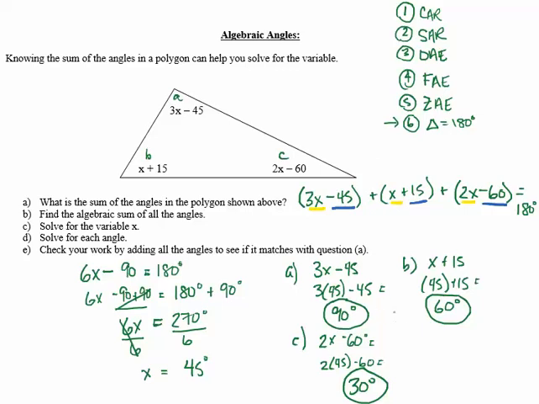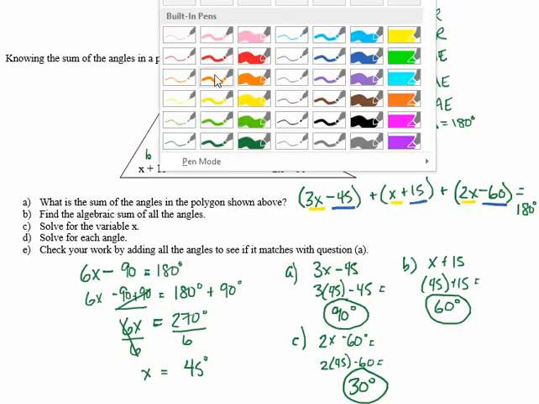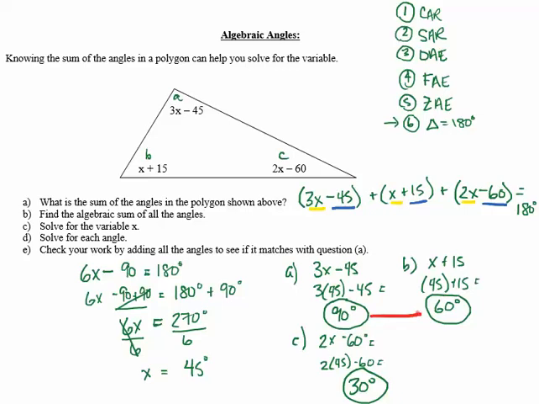Also, how I can check is by looking at the sum of all three of these. So what I'll do is I'll take this, plus this, plus this. I'll add all three of these together and see if that equals 180 degrees. So 90 plus 60 is 150, plus 30 is 180 degrees.